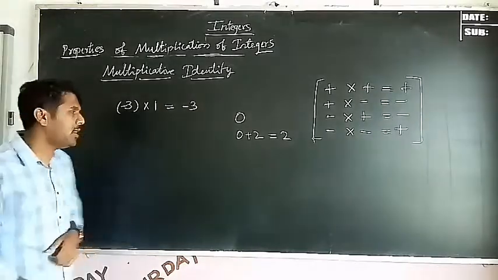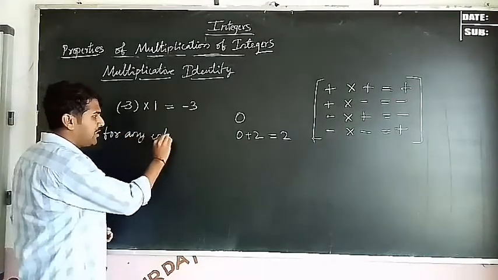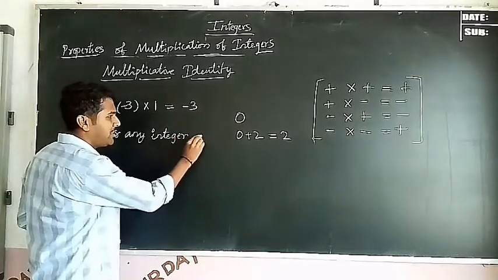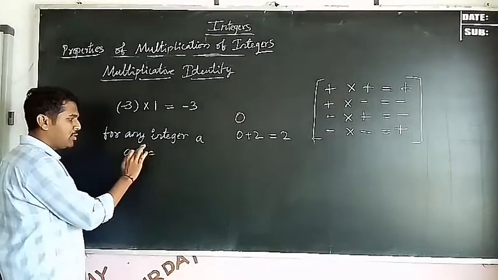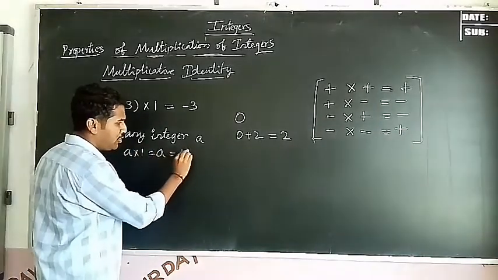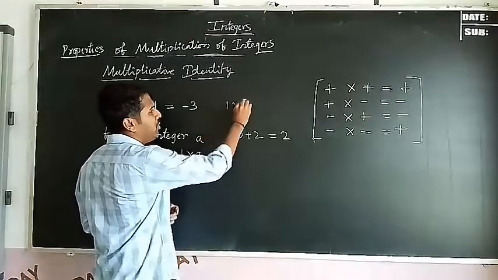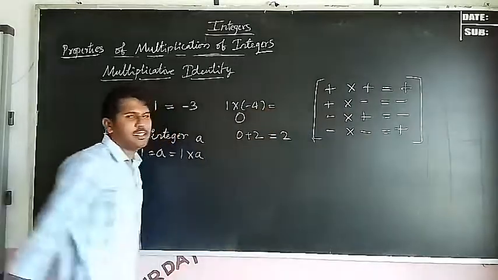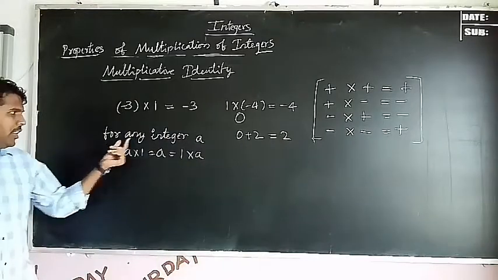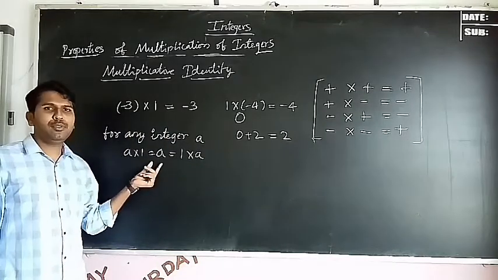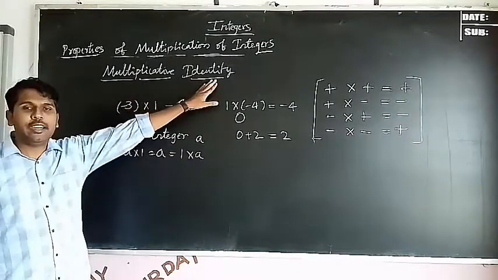In general, how to write this one? For any integer a, a into 1 equals a equals 1 into a. We can write this one as a 1 into minus 4. What will be the answer? Minus 4 only, no? So that means in general, for any integer a into 1 equals 1 into a. So this is the multiplicative identity.